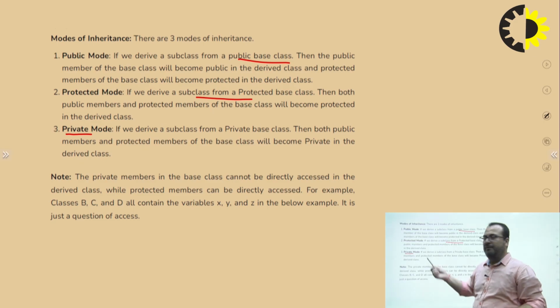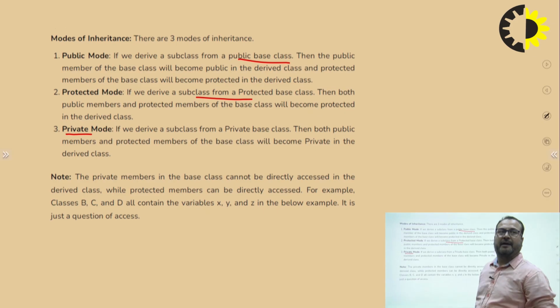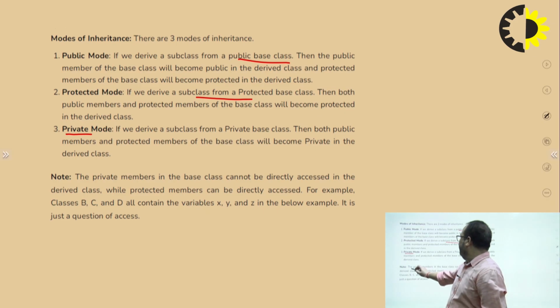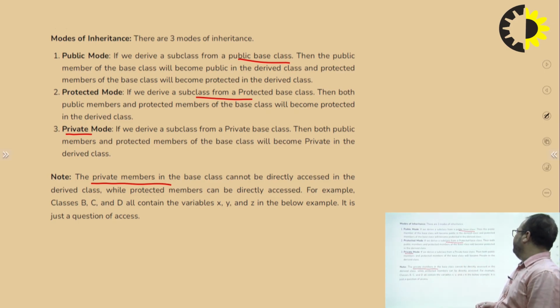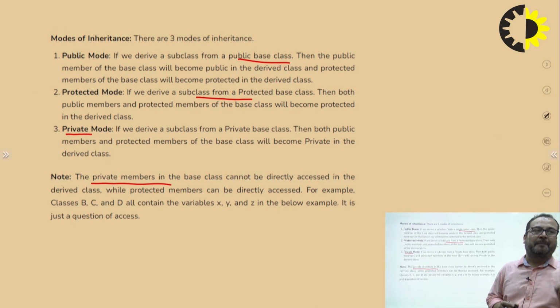Or simply you can see what is written. The important thing is that the private members in the base class cannot be directly accessed in the derived class, while protected members can be directly accessed. For example, classes B, C and D all contain the variables X, Y and Z in the below example.